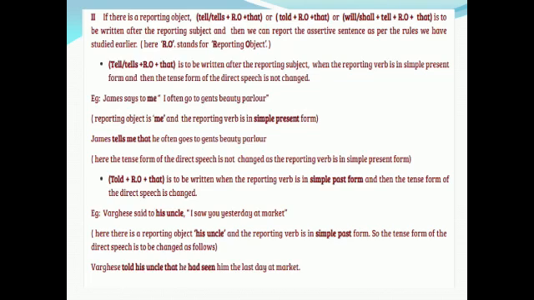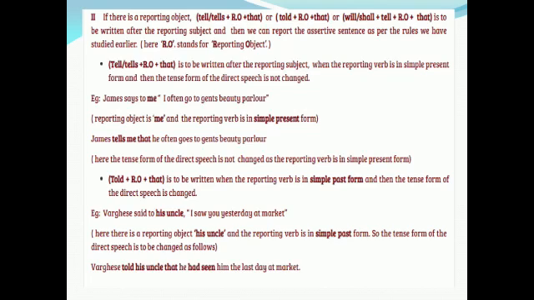Now here we saw that everything else has changed except the tense because the reporting verb is in present tense, so we can't change the tense. Now, if we have to see the same thing in the past tense, the rule will be told plus reporting object plus that, to be written when the reporting verb is in simple past form, and then the tense form of the direct speech is changed, because if it is written said, then obviously the tense will change. Example, Vergis said to his uncle.